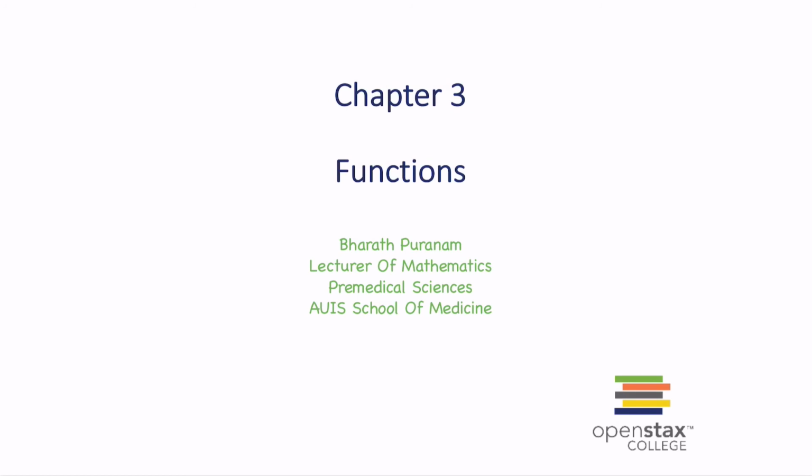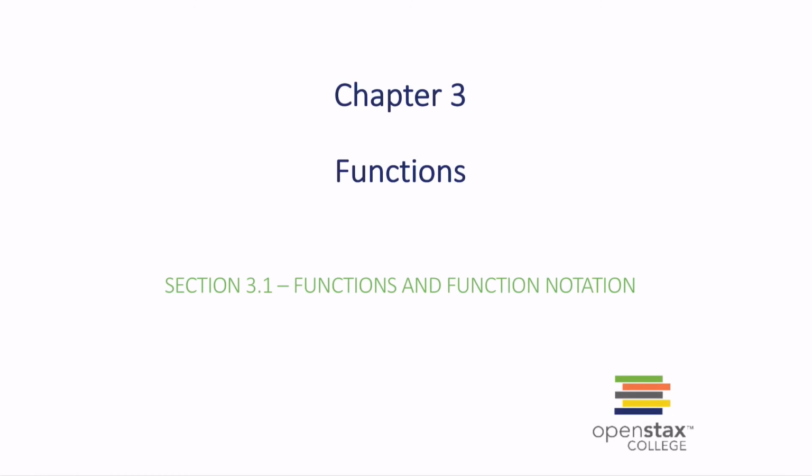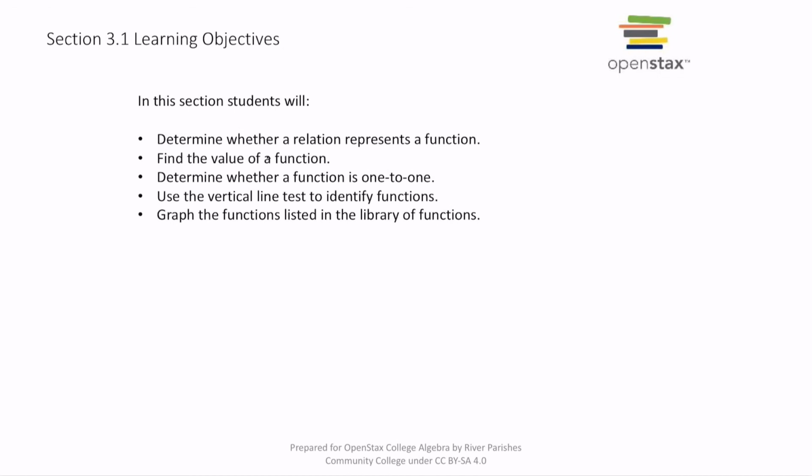Welcome to chapter 3. In this chapter, we'll talk about functions and graphs. Let's start with section 1, functions and how to notate functions. After you complete this section, you should be able to determine whether a relation represents a function, find the value of a function, determine whether a function is a one-to-one function, use the vertical line test to identify functions, and finally, graph the functions listed in the library of functions.